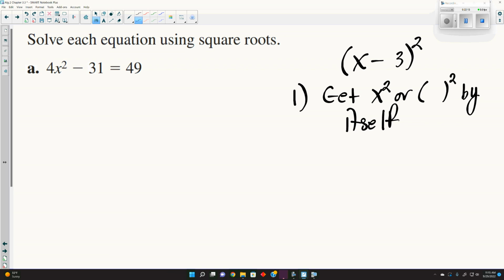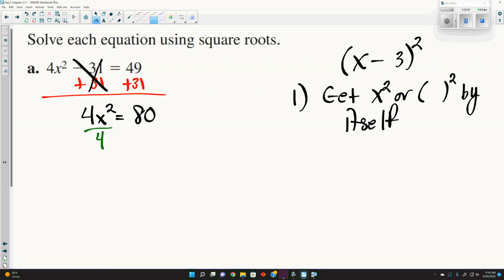So what do we need to do for this problem here to get x squared by itself? What do we need to do first? We can add the 31 to both sides. And if we add 31 to both sides, well, this becomes 0, telling us 4x squared is equal to 80. Now, what do we do next? Divide both sides by 4. Is x squared by itself? x squared is equal to 20.